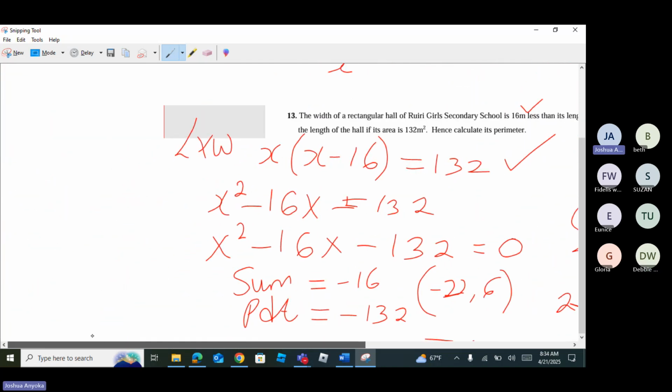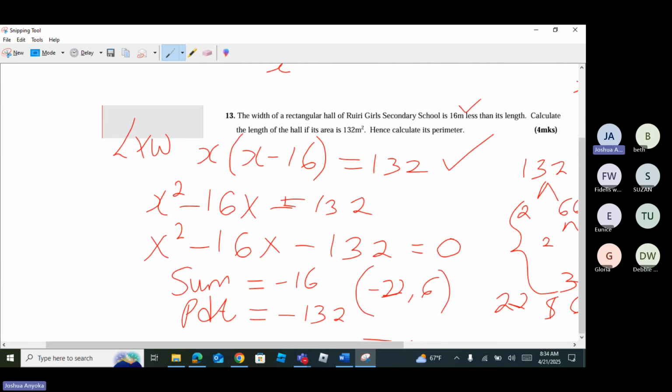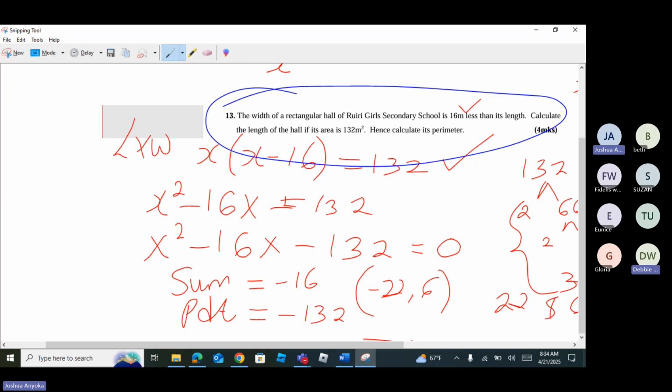So this is a question that lies under formation of quadratic equation. Nowadays, mostly this is what we have. Questions are not very straight. You cannot be told to solve a quadratic equation and you are given it. You must look for it and then you solve. Those are the questions that we are expecting.